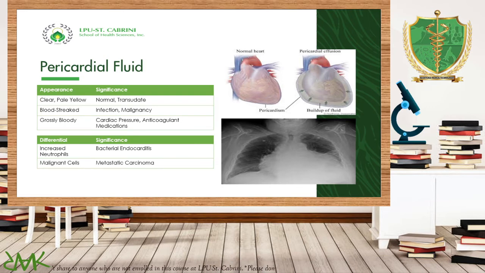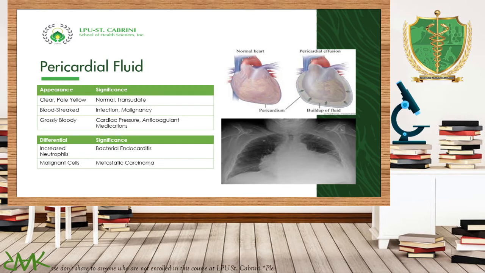Again, an increase in neutrophils is correlated with bacterial endocarditis, which is the most common reason why we aspirate pericardial fluid. Aside from that, metastatic carcinoma, malignant cells. When we say metastatic, the problem is not really in the heart. It has metastasized. When we say metastasize, the cancer cells start to invade other tissues. It has spread. Metastatic carcinoma.